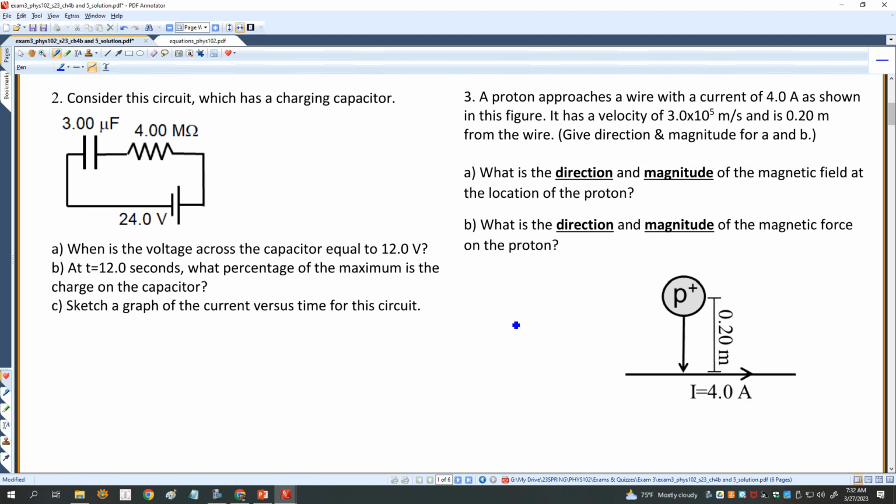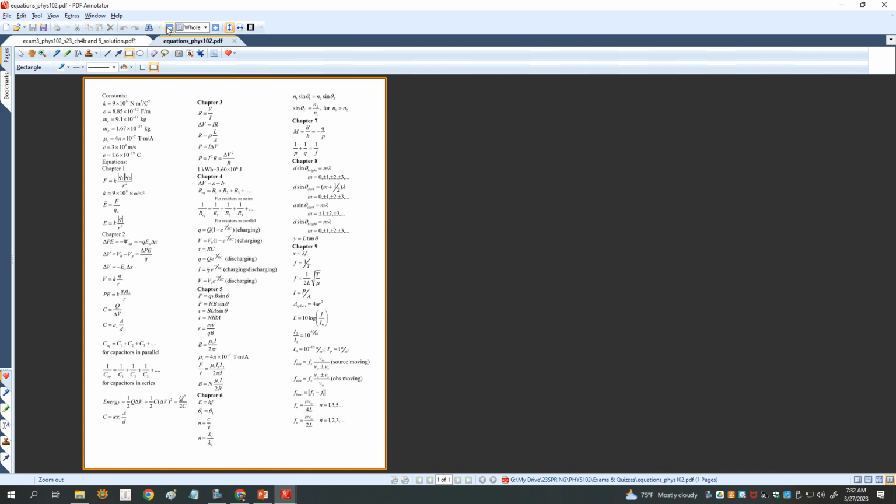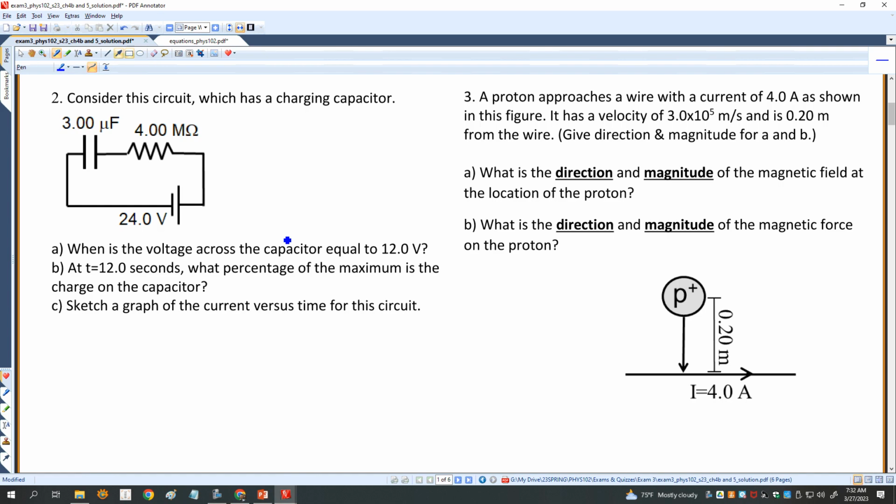All right, here I have a charging capacitor, and I want to know when the voltage is 12 volts. Let's look at our equation sheet. The voltage for a charging capacitor is given by V naught times 1 minus e to the minus t over RC. So I'm going to have V equals V naught times 1 minus e to the minus t over RC. And I need to solve that for t. So this is part A, where I solve this for t.